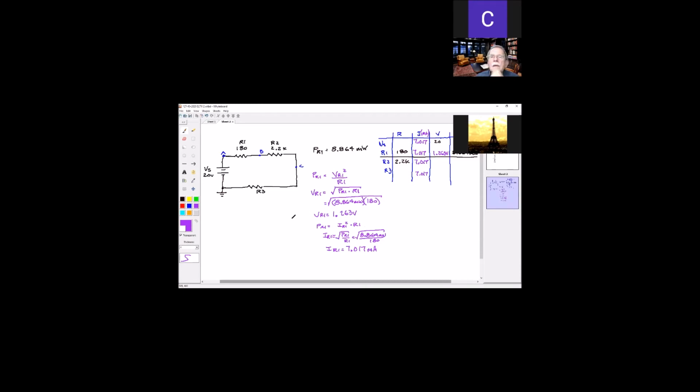Okay. So we've got all of those. Now I'm not going to go through the whole rest of the problem, but the next step would be to calculate I sub R2, and then use KVL to find V sub R2.